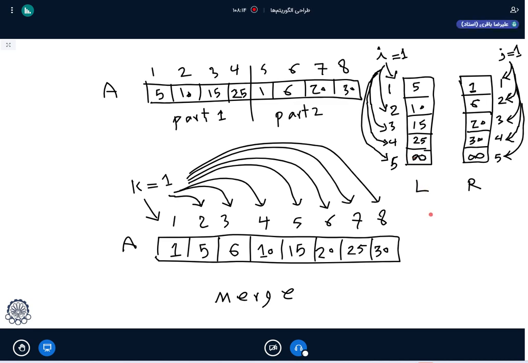Yes. We can put here the largest integer instead of infinity. Any question?